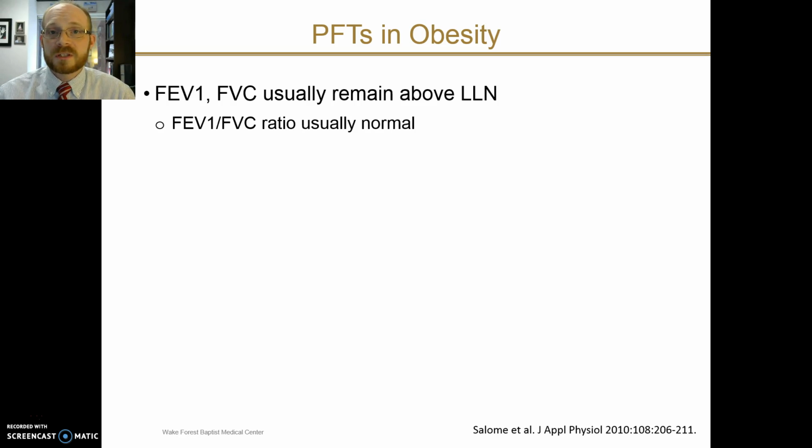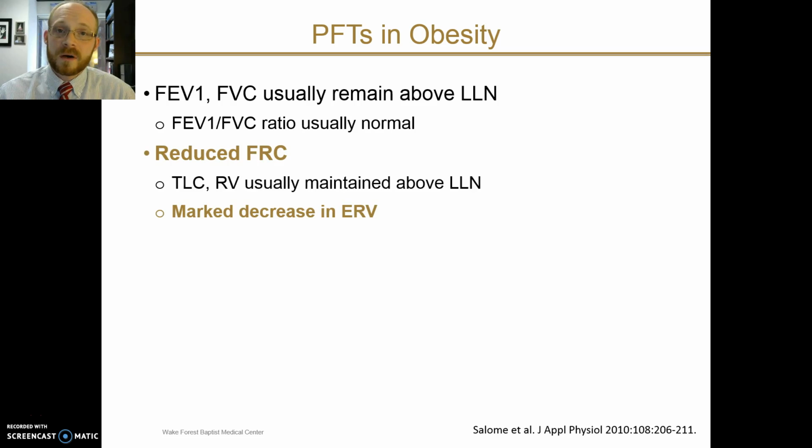When pulmonary function tests are measured in obese patients, you typically see actually normal FEV1 and FVC measures. Again, the hallmark reduction here is a reduction in functional residual capacity. Even so, total lung capacity usually is normal. Residual volume also usually remains within the normal range, but there tends to be a marked decrease in the expiratory reserve volume. We'll talk a little bit more about this.